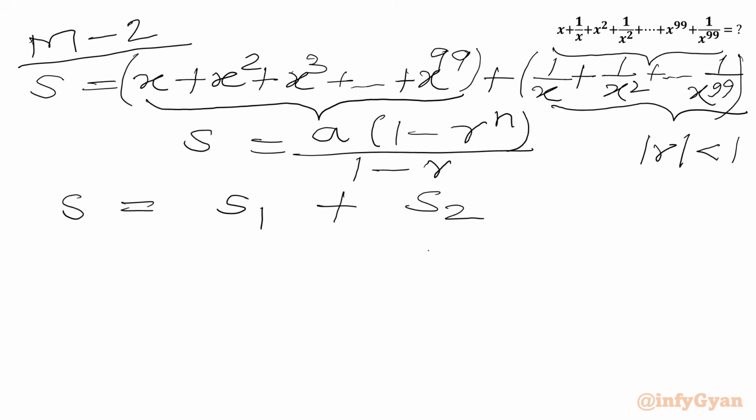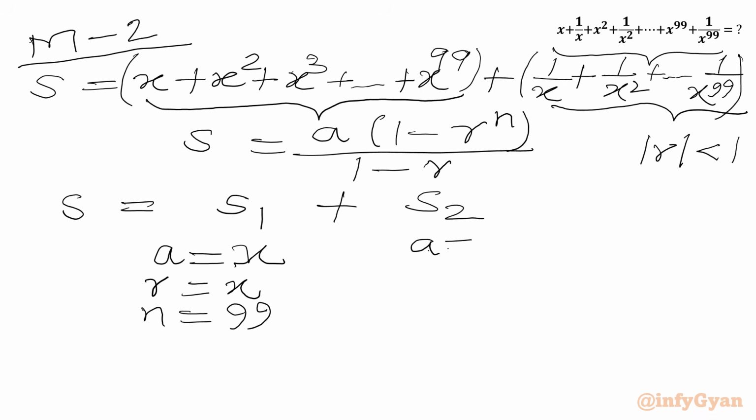So for S1, the first term is x. The common ratio is x square over x, equal to x cube over x square, so I will write x. And total number of terms, I will write 99. For S2, the first term is 1 over x. Common ratio would be 1 over x. And total number of terms is 99 once again.